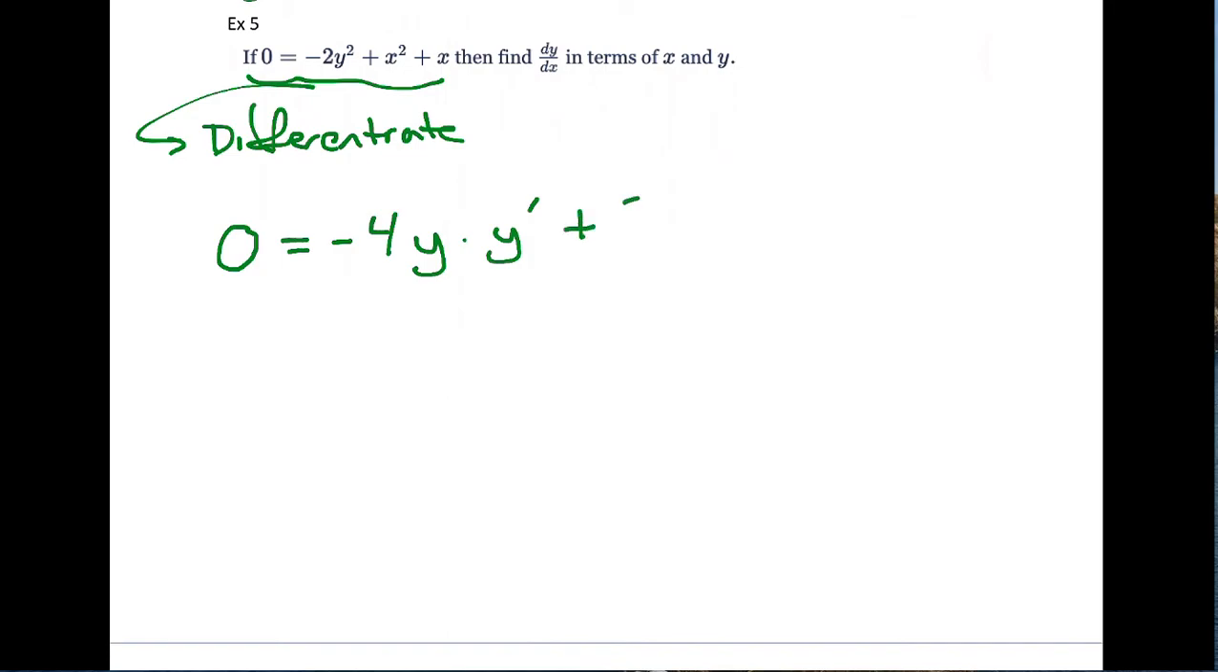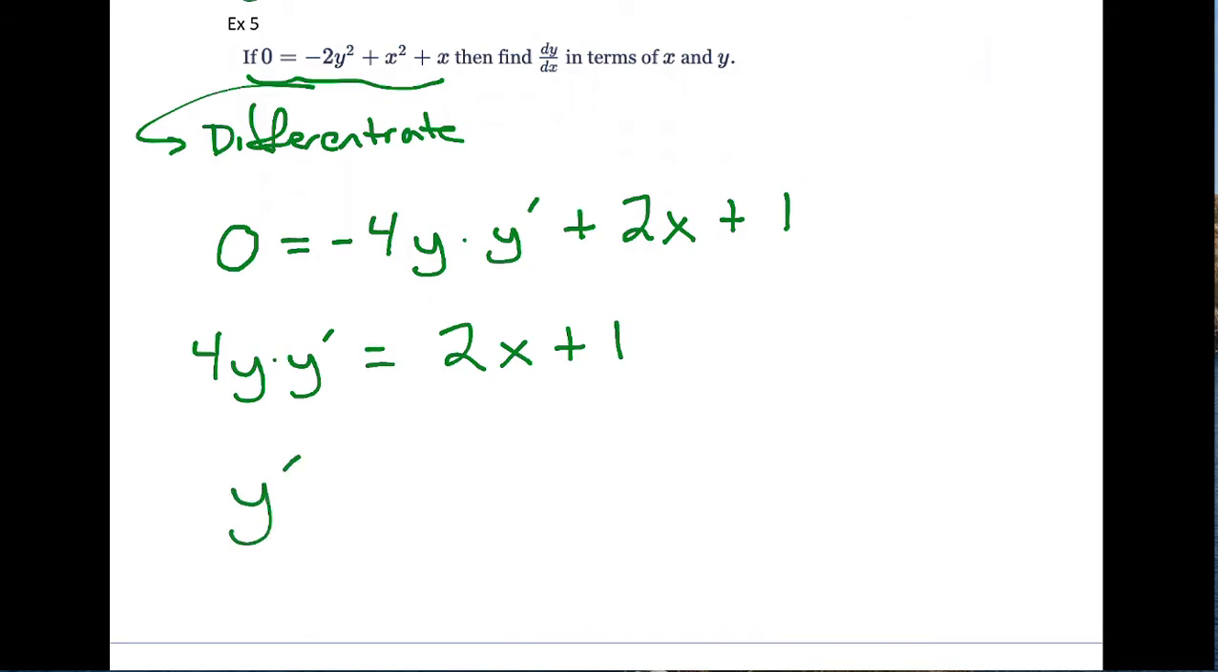Plus 2x plus 1. If I now solve this for y prime, I could move the 4y times y prime over to the left side. Still the 2x plus 1 left over there. And if I divide by 4y, I end up with 2x plus 1 divided by 4y.